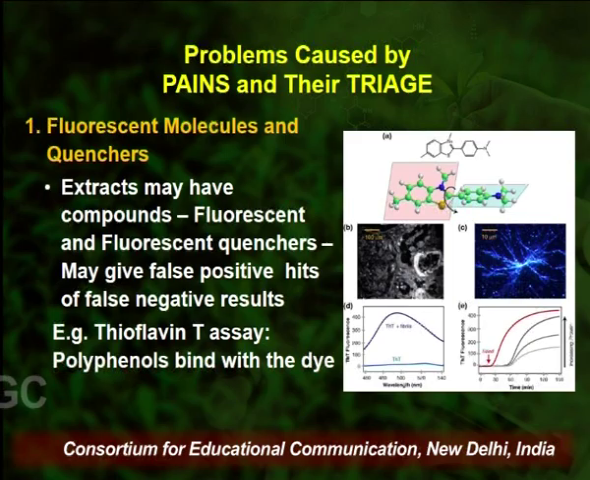So, I have taken an example of a thioflavin T assay. Now, this thioflavin T dye is largely used to assess amyloid fibrils in the brain, because this dye binds with those protein molecules, thereby exhibiting fluorescence.